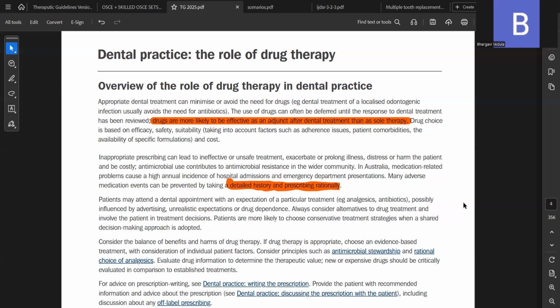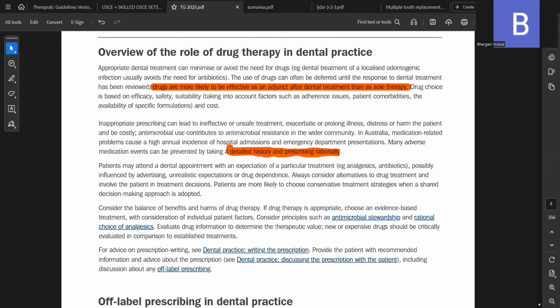Always consider alternatives to drug treatment and involve the patient in treatment decisions. We should always discuss with the patients the alternatives, what we can do, even though they might pressurize us to give certain medications, but we have to explain to them. Patients are more likely to choose conservative treatment strategies when a shared decision making approach is adopted. So when we clearly explain to the patient, it has been observed that the patient will choose the conservative treatment strategies.